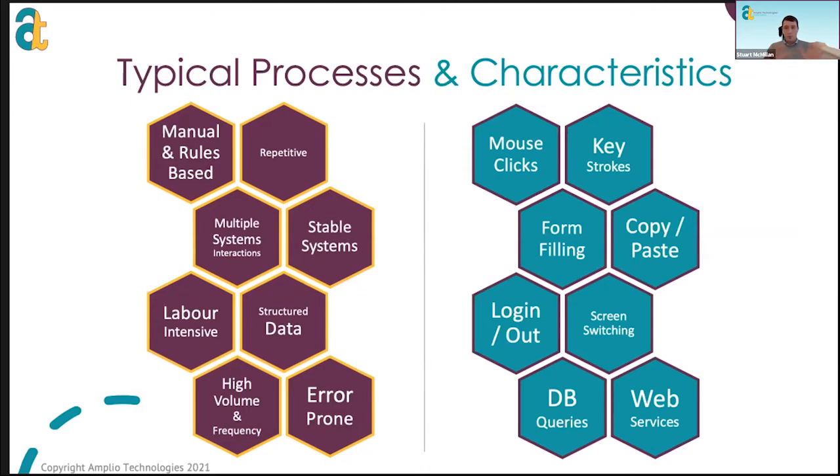So if you're switching between a number of different screens, the robot can handle this pretty well. Stable systems are required. If the systems are going through lots and lots of changes, the robots can be quite brittle, especially RPA robots. If we're using API programming interfaces, then they're a little bit more resilient to that.